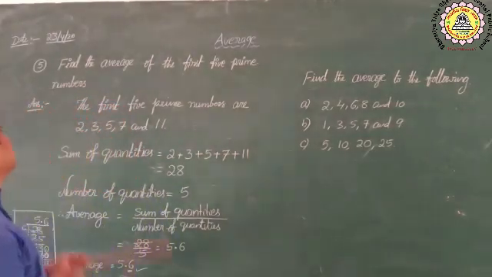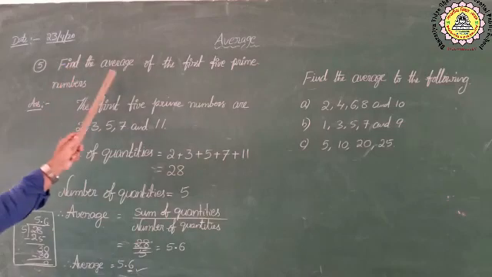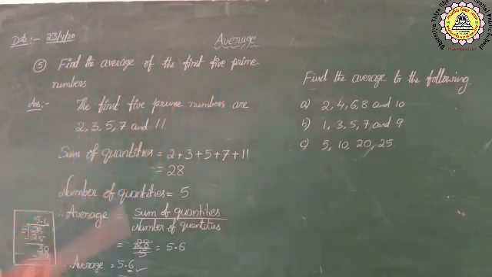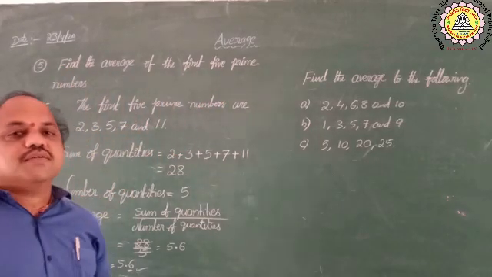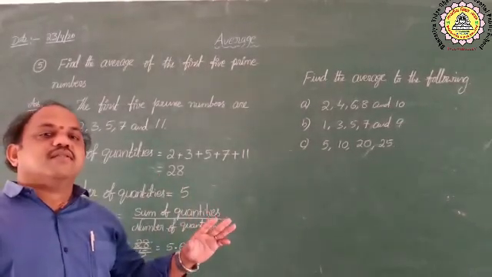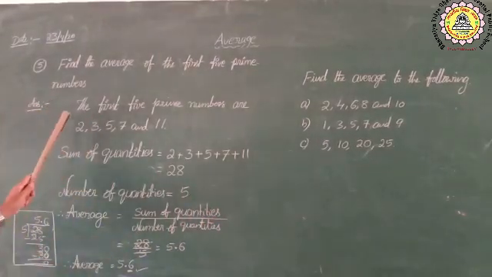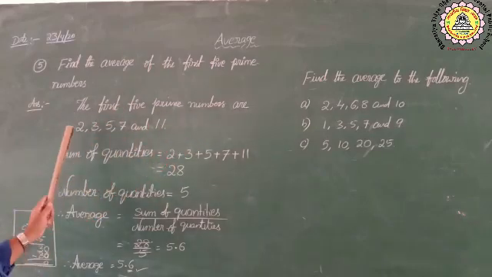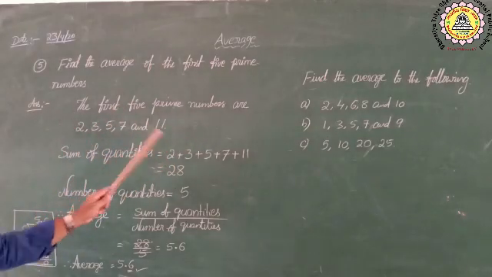See, I already wrote the sum here. Fifth one, find the average of the first 5 prime numbers. The first 5 prime numbers means what? 2, 3, 5, 7 and 11. Okay. The first 5 prime numbers are 2, 3, 5, 7 and 11.